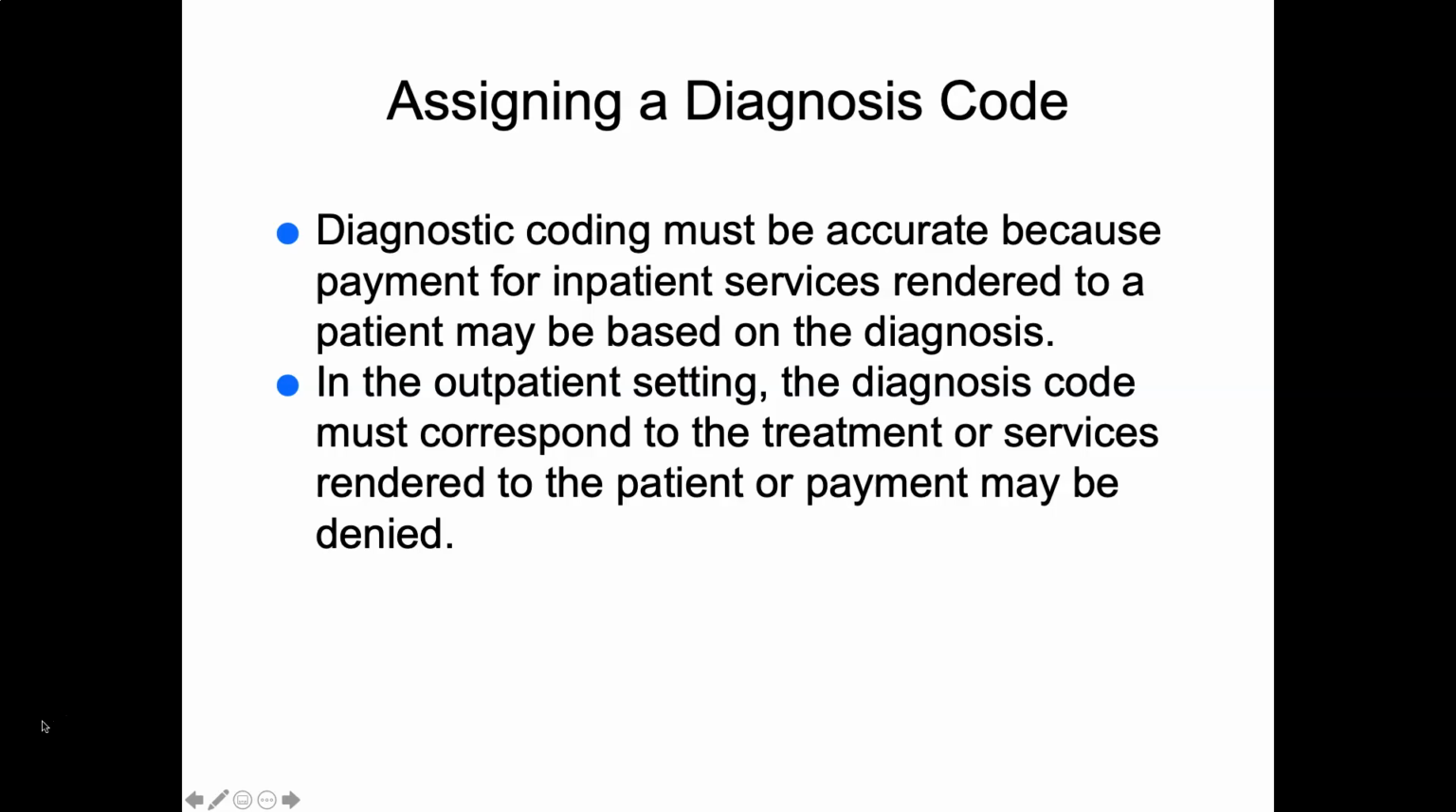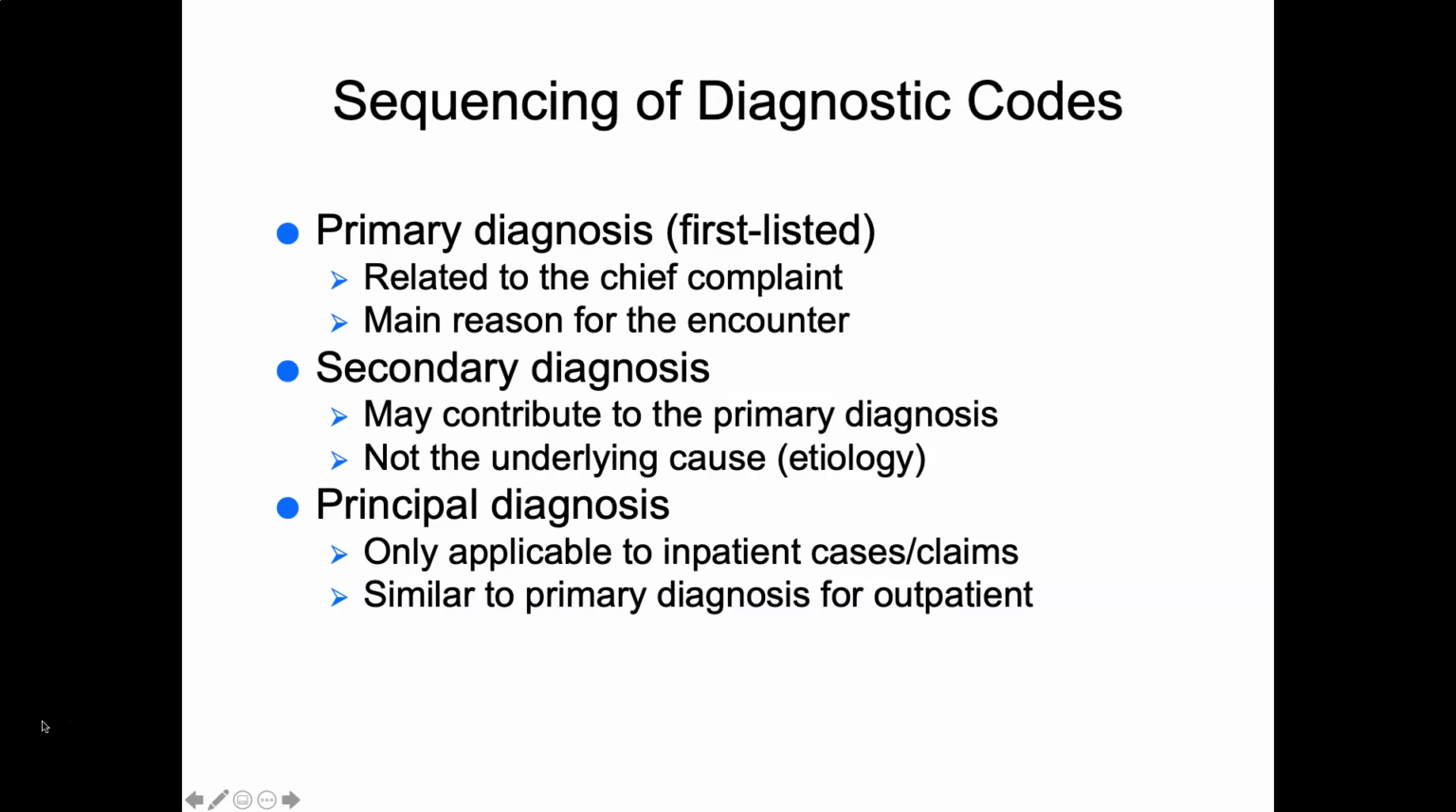In the outpatient setting, the diagnosis code has to correspond to the treatment or services rendered. Otherwise, there may be a chance of denial. There's a certain sequencing of diagnostic codes. You basically put your primary or first listed, this is your chief complaint or main reason for the encounter, always first. And secondary diagnoses are anything other than that.